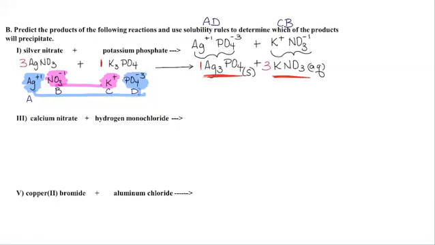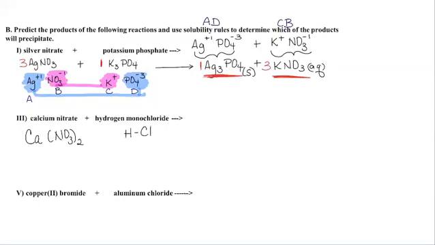Thank you, L. You got the answer. CaNO3. That's calcium nitrate. What about hydrogen monochloride? Excellent, HCl.